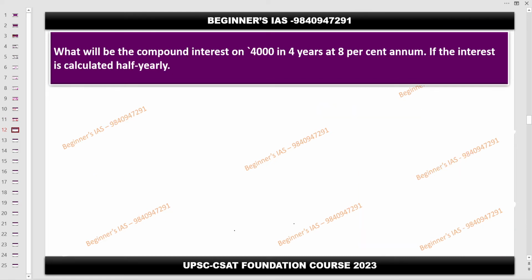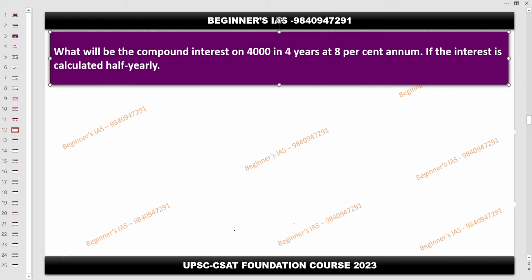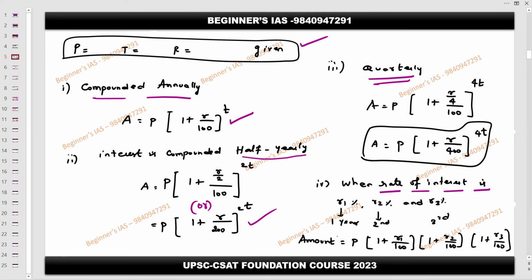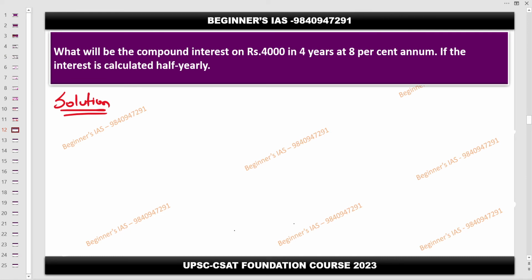What will be the compound interest on rupees 4,000 in 4 years at 8% per annum if the interest is calculated half-yearly? We have seen a problem like this, we have seen the formula here. Half-yearly means you can use A is equal to P into 1 plus R by 200 power 2t. So you can apply that one here.